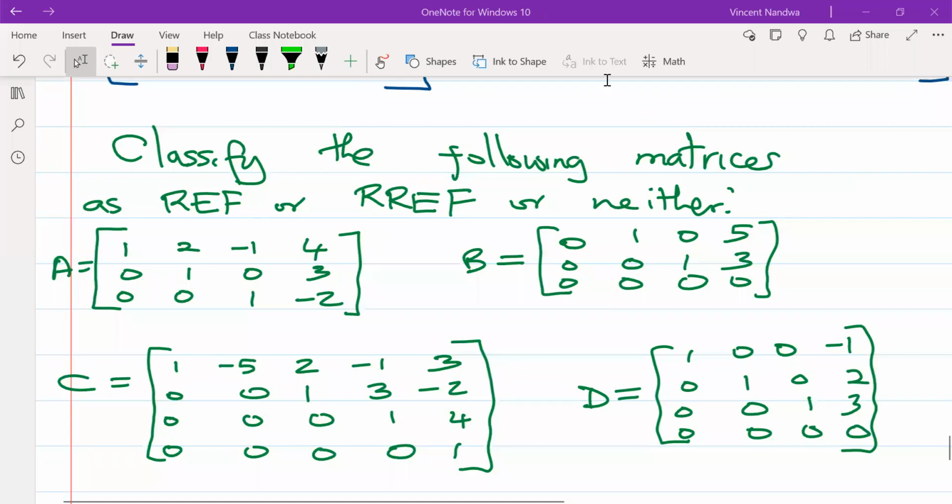So classify the following as being in row echelon form or reduced row echelon form, or sometimes it may be neither in row echelon form nor reduced row echelon form.